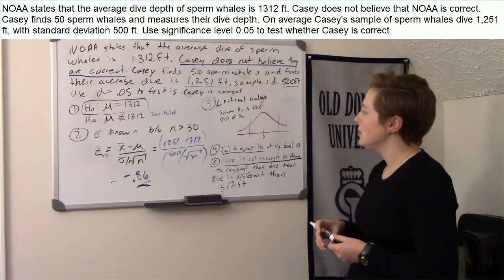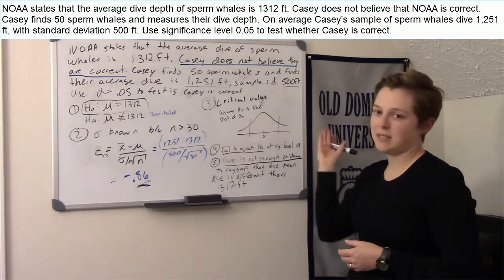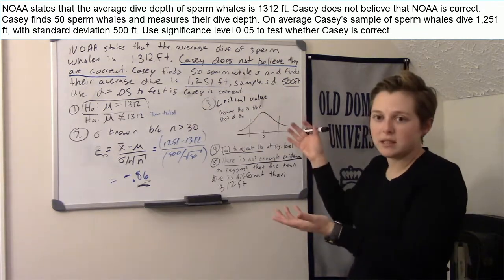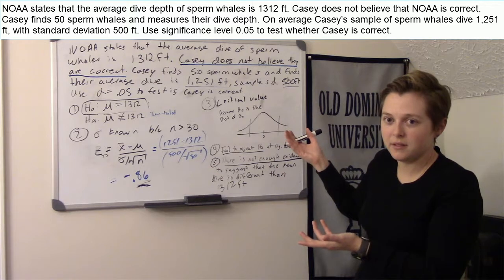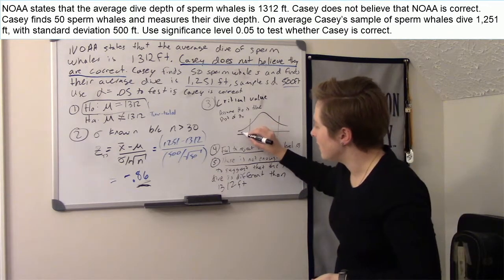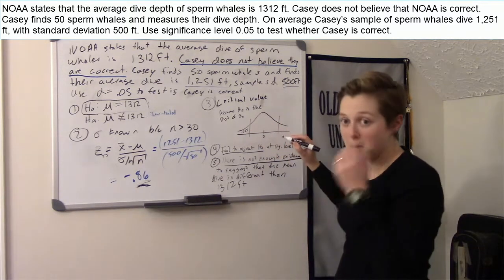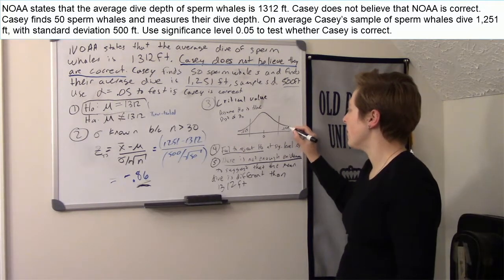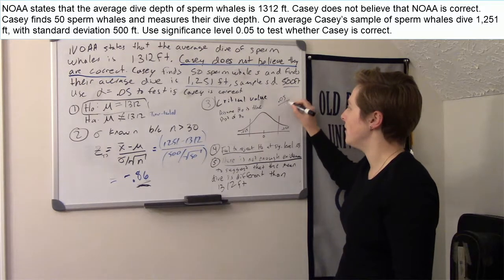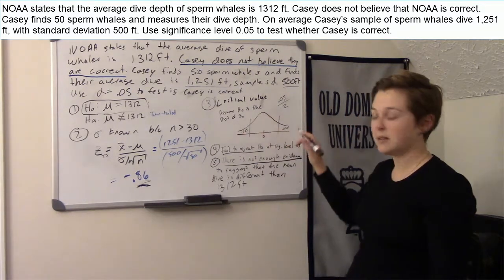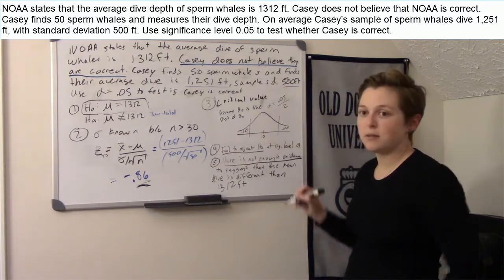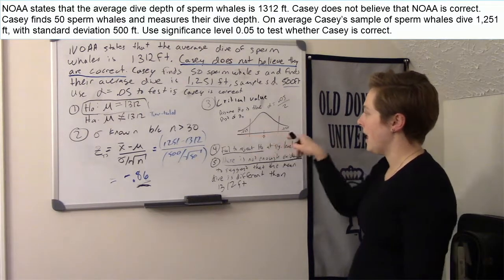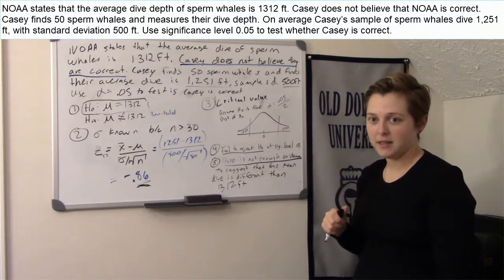So alpha can't be all on one side. Alpha, in this case, is 0.05. I have to split it up between the two sides. So how much is each side going to have? 0.025, or 2.5%. What am I doing? I'm taking 0.05 and dividing it in half to put it in both tails. Okay, so there we go. I have 0.025 in each tail.